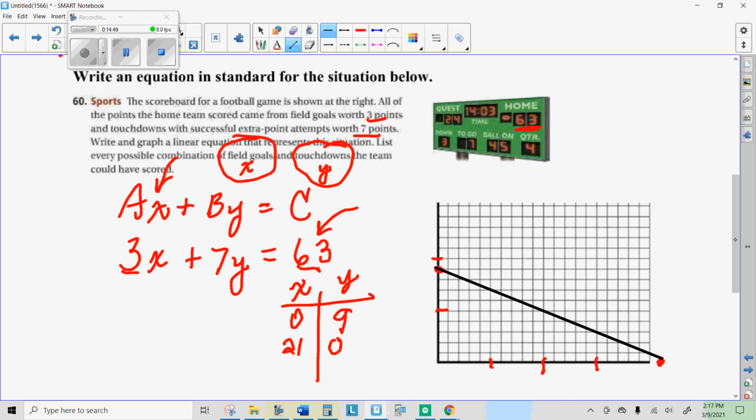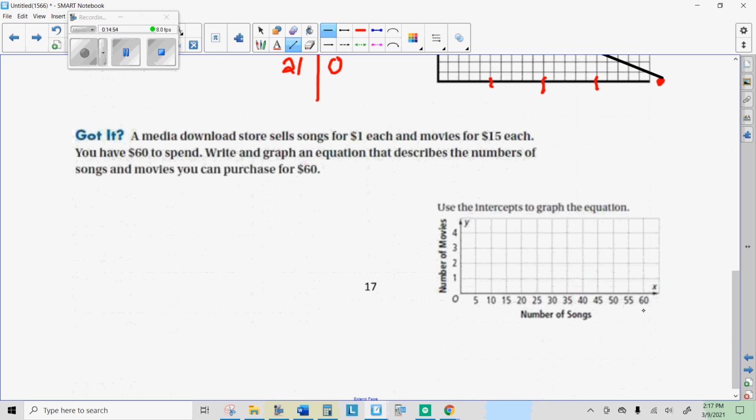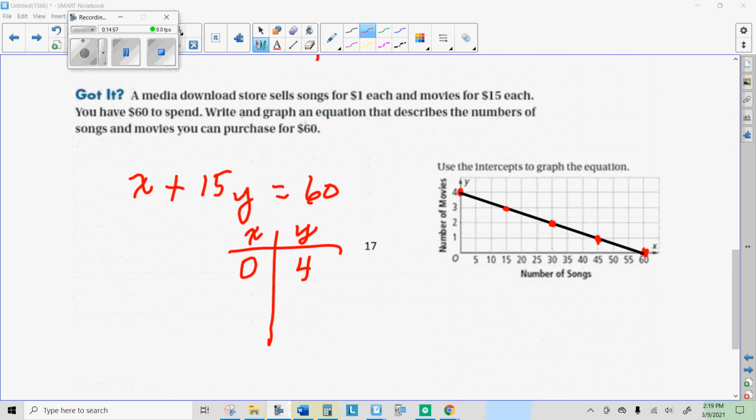All right? All right, I think that's all I got. Oh, we have one more. I'll let you try this one, see if you get the equation right.